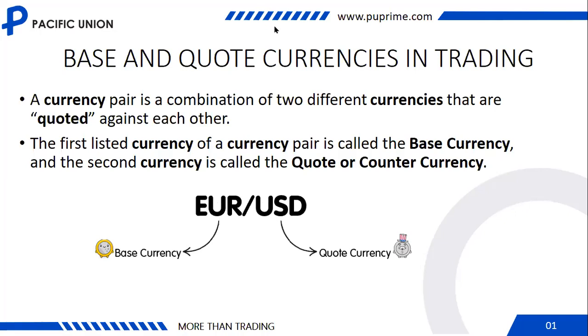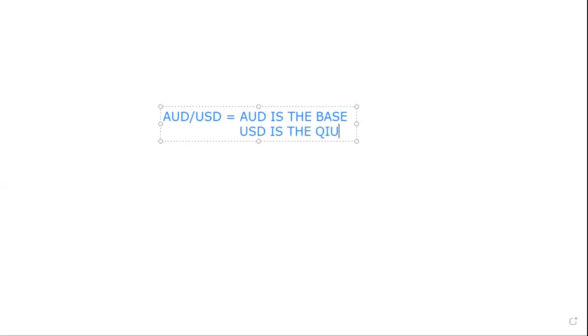So what I'm going to do is share this whiteboard so that we all will be able to understand what it means. When we are talking of currency pairs, if we have AUD/USD, which means that AUD is the what? AUD is the base, while USD is the quote, or counter currency.